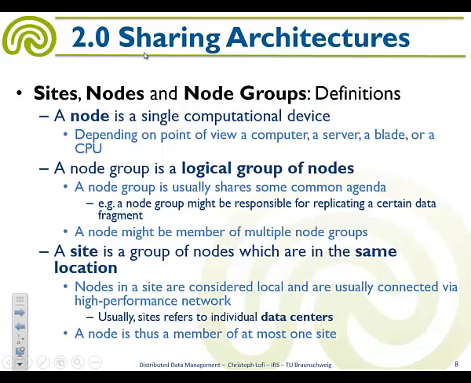So, yeah. Could it be that we have two nodes from two different sites, and they are in the same node group? Yeah. That could happen. It depends on your definition of a node group. A node group is a logical group of nodes, right? And the grouping criteria, that's up to your application.